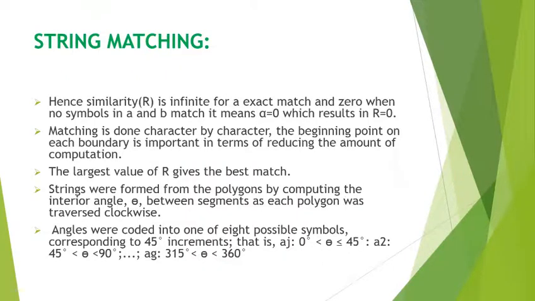Here matching is done character by character. The beginning point on each boundary is important in terms of reducing the amount of computation. So strings were formed from the polygon by computing the interior angle theta between segments as each polygon was traversed clockwise. In these images, we have considered 8 symbols with an increment of 45 degrees in the angle. So the first symbol lies between 0 and 45 degrees, the second symbol between 45 and 90 degrees, the third symbol between 90 and 135 degrees and so on, and the eighth symbol lies between 315 and 360 degrees.